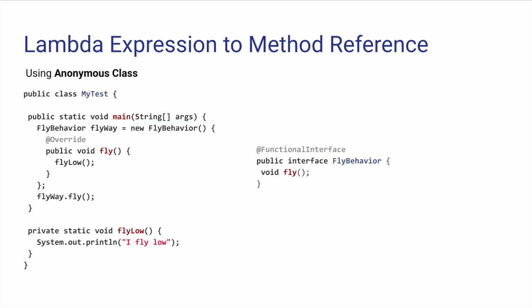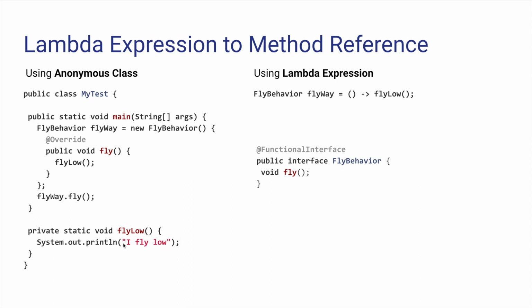So here I have an interface FlyBehavior which has a method fly, and I have a test class MyTest in which I have declared a variable flyWay whose assignment is an anonymous class implementing FlyBehavior. I have another static method whose implementation is that of low flying behavior and is similar to what is present in the anonymous class. Now, if we were to replace our anonymous class with a lambda expression, it would look like this. Have a look at our lambda expression. It is simply acting as a pass-through means to our method flyLow.